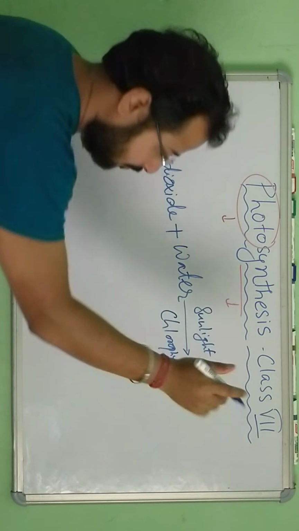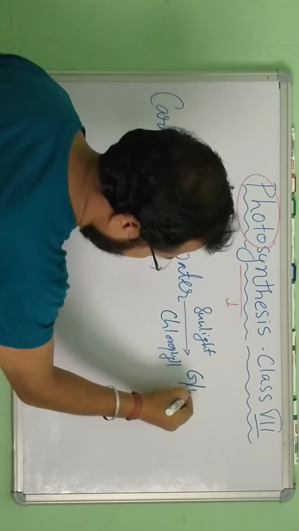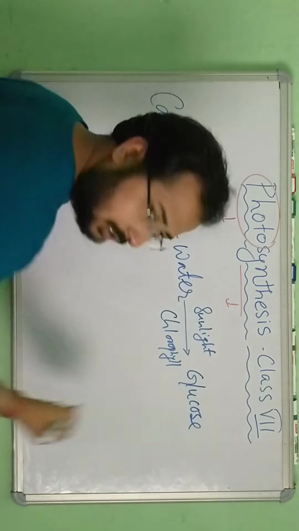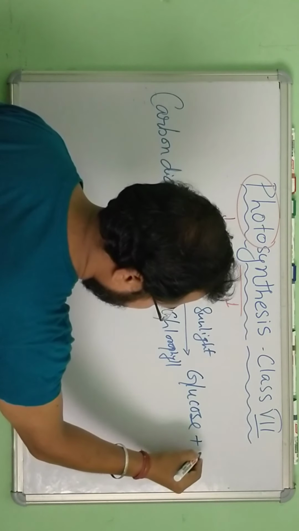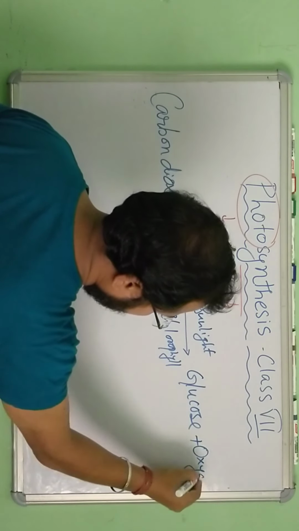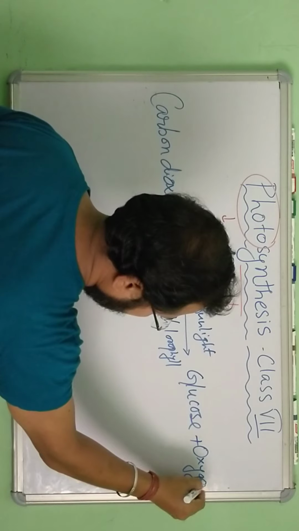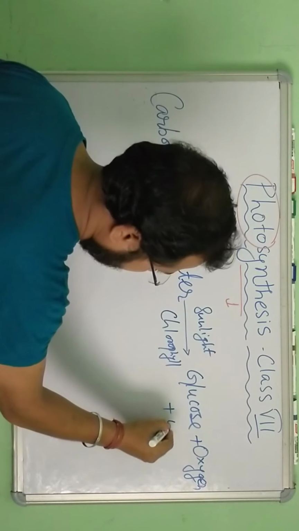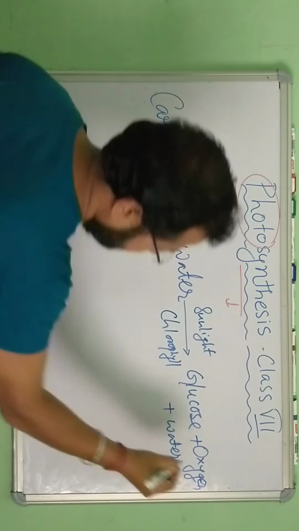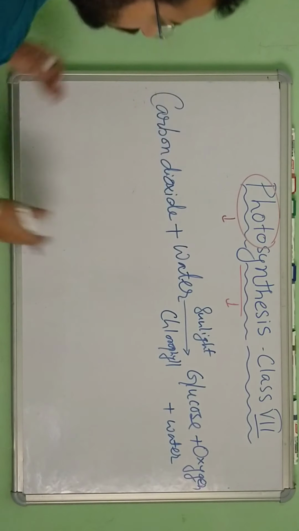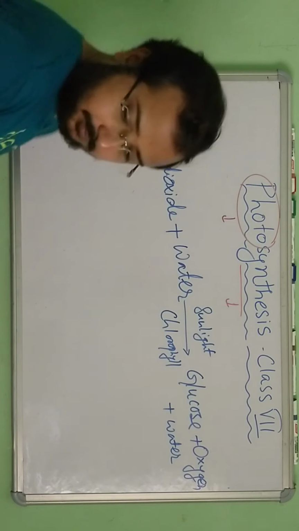Now what is produced is glucose. Number one, glucose is produced, plus oxygen is produced, and water is also released. Now see, this is what I have written on this side.